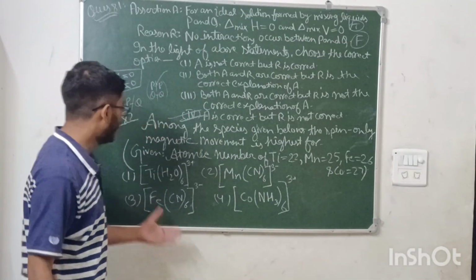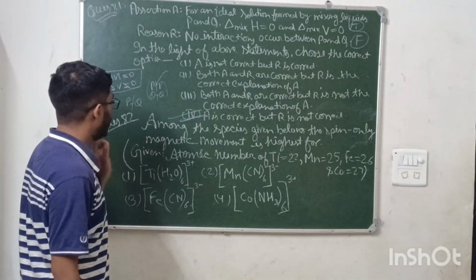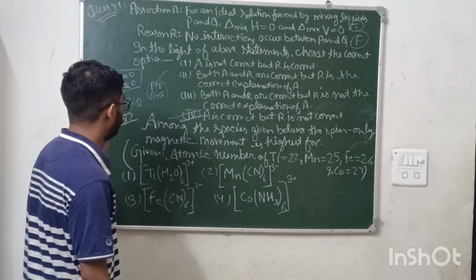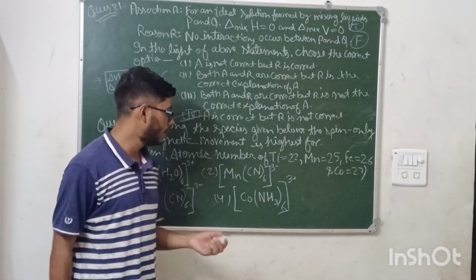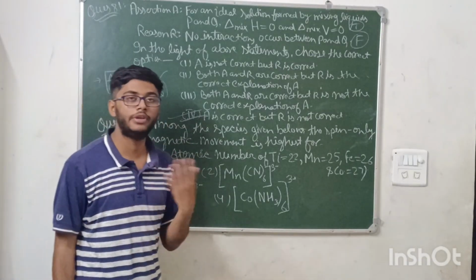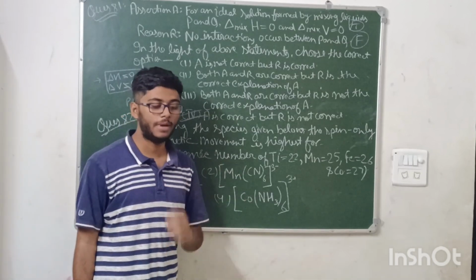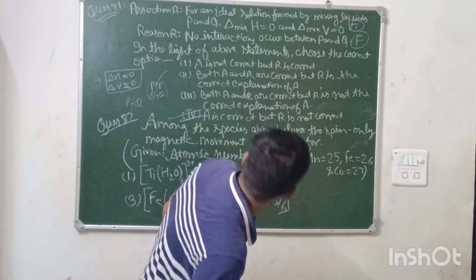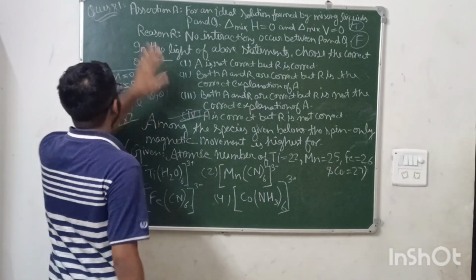Okay. Now moving on to question number 82. Among the species given below, the spin only magnetic moment is highest for which one? We have been given 4 complexes and we need to tell for which the spin only magnetic moment is highest. So first of all, I'm erasing question number 81.